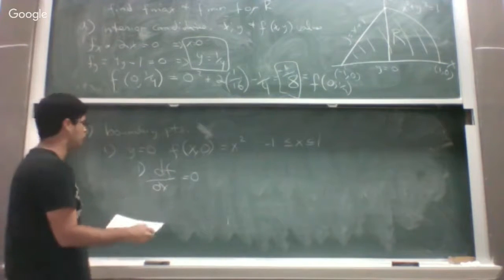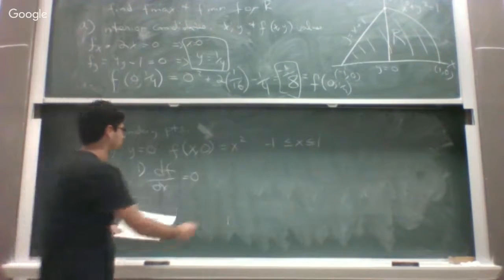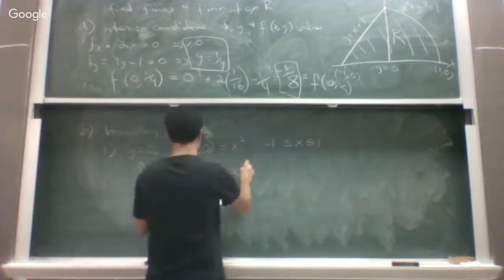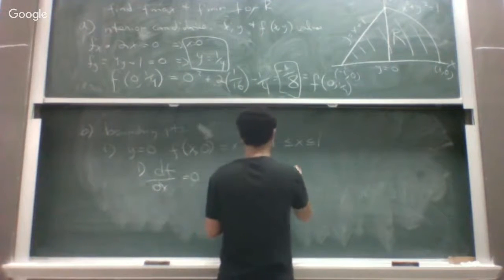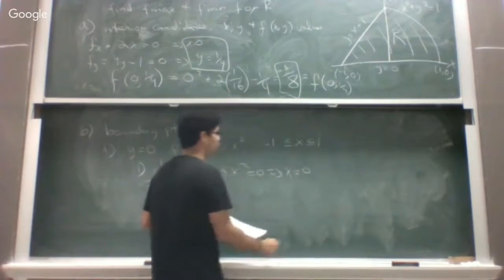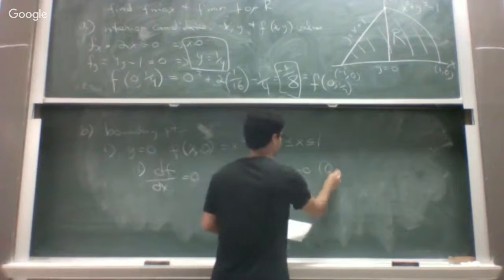Okay. So first we set the derivative of it equal to 0. Therefore, x squared equal to 0. Therefore, x is equal to 0. Right? So now we have 1 point, 0 comma 0.